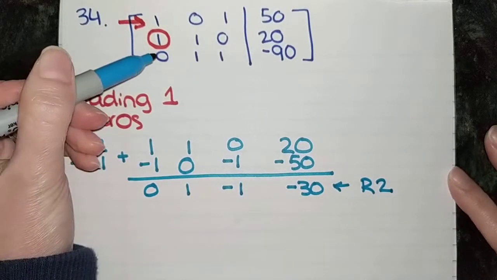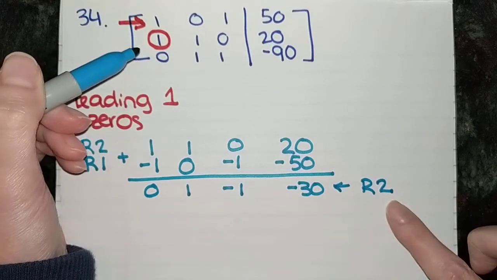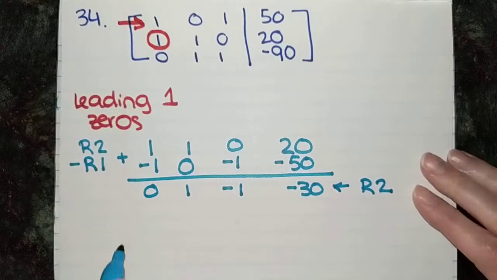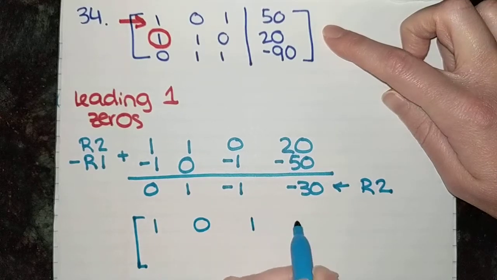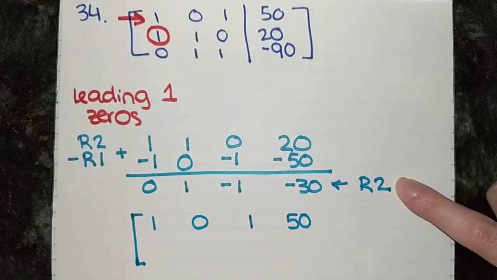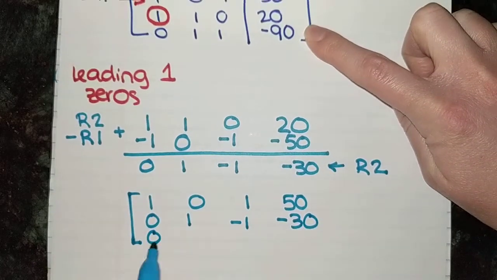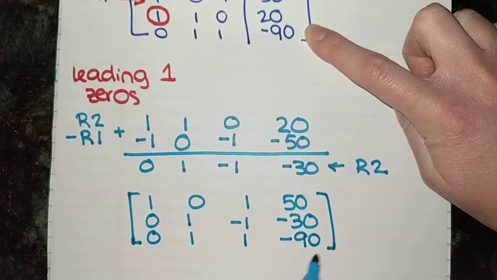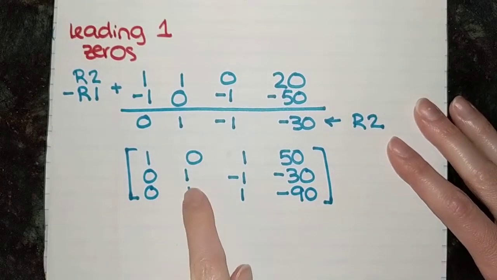You'll notice that in row 3 you do have the 0, so everything is good with that. So the only change you had to make in terms of column 1 was with row 2. So your current matrix will look like 1, 0, 1, 15. And then the new row 2, 0, 1, -1, -30. And then row 3 was good, so 0, 1, 1, -90. Okay, so we have column 1 completed. Now we go to column 2.